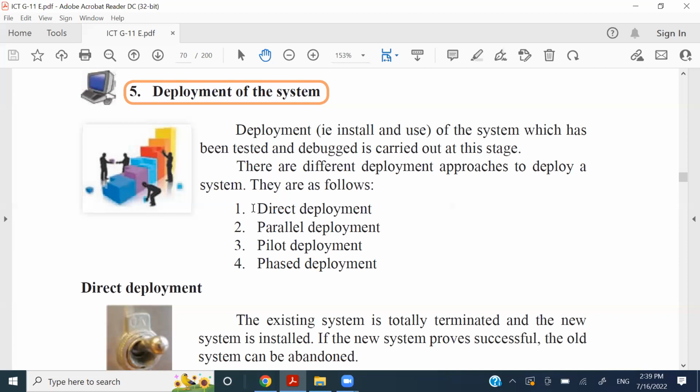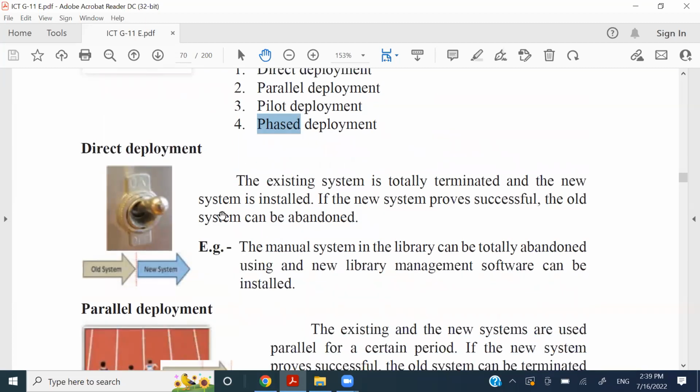Right, so there are 4 different types of deployments: the direct deployment, the parallel deployment, the pilot deployment, as well as the paced deployment. So why are these 4 techniques there and what are the differences between them? First, we are going to talk about the direct deployment. Direct deployment means we are going to take away the existing system right away and introduce the new system from this point onwards.